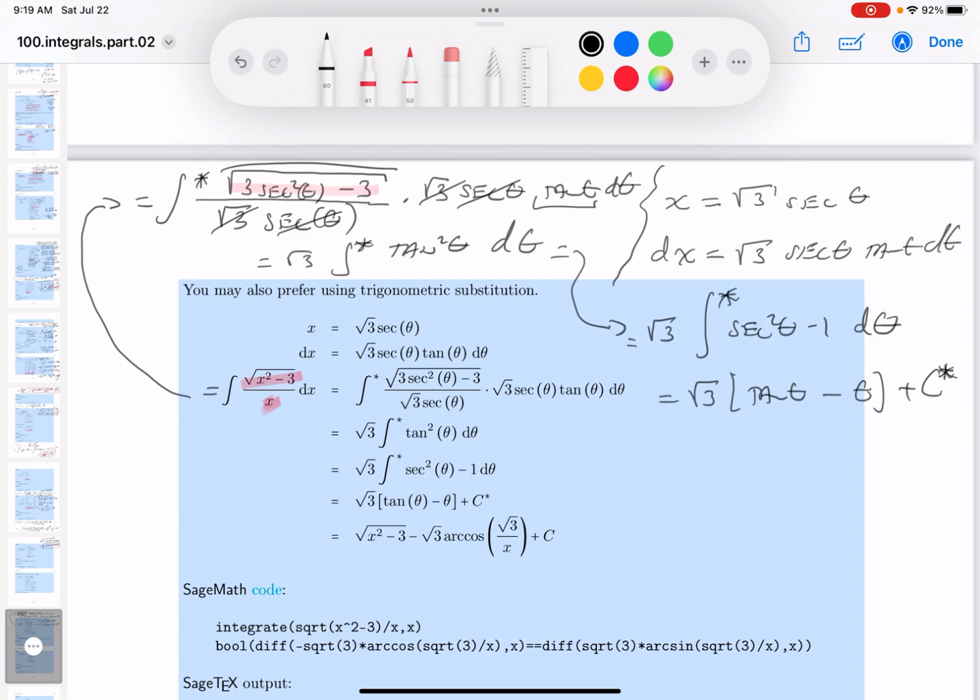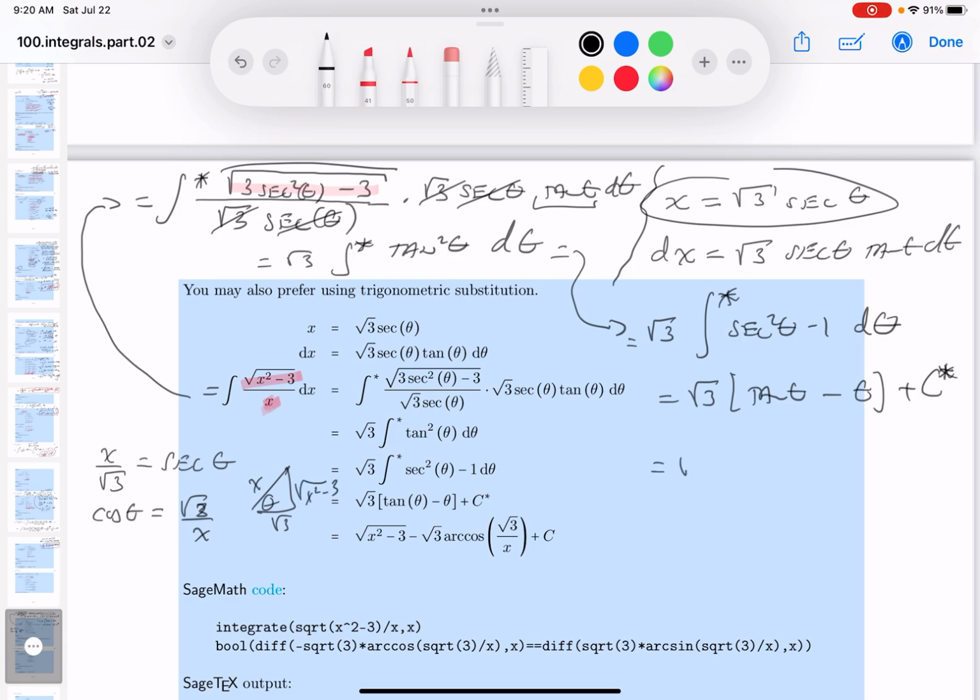And I've got to go back and do certain things now. You may wonder what that is. I've got to get rid of the theta and go back to x's. So what I'm going to say over here is that x over root 3 is the secant of theta. Where's that coming from? Right over here. I'm going to write down that the cosine of theta is root 3 over x. Let me do my right triangle. This is theta. This is root 3. This is x. What's this side over here? The square root of x squared minus 3.